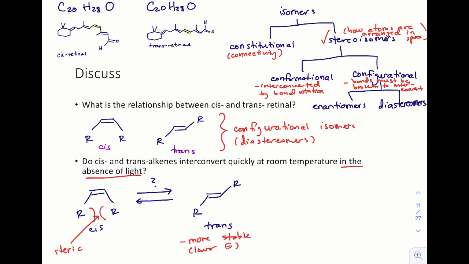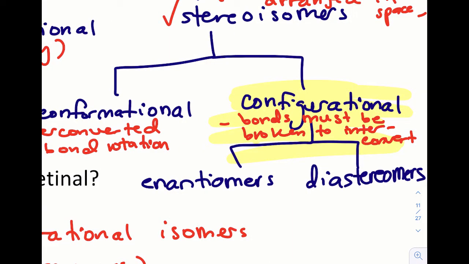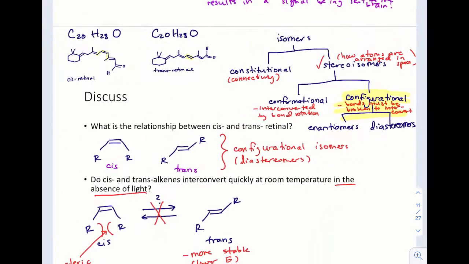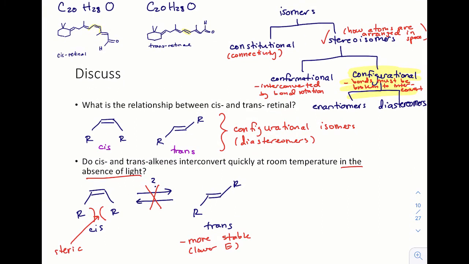However, the trans is not low enough energy that there's interconversion at room temperature. There's no driving force for that. So cis and trans alkenes do not rapidly interconvert at room temperature. And this is because to interconvert between these two isomers requires breaking a bond. Remember the definition of configurational isomers. Bonds must be broken to interconvert the two isomers. What bond is broken when the cis isomer is converted to the trans? Yes, the pi bond. The pi bond would be broken. And that would require energy that is not available at room temperature.